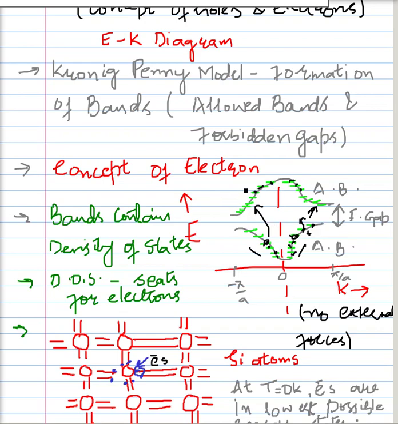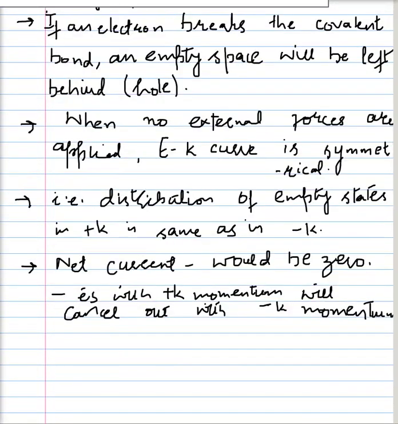So in actual, the valence band and the conduction band are not demarcated by a straight line. The distribution looks somewhat like this. It's a parabolic distribution. As I said, the electrons which have jumped to the conduction band, leaving behind the empty spaces, are symmetrical in distribution. That is, the electrons with the plus k momentum will cancel out with the electrons with the minus k momentum, and the net current would be 0.